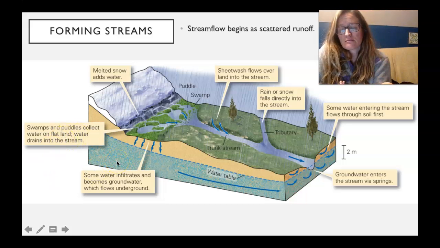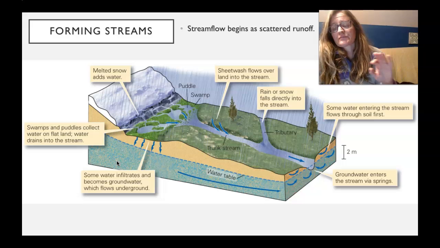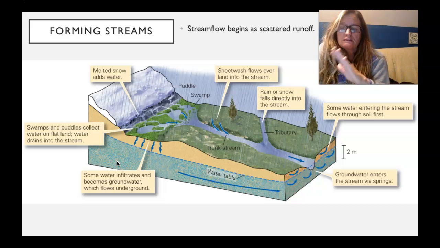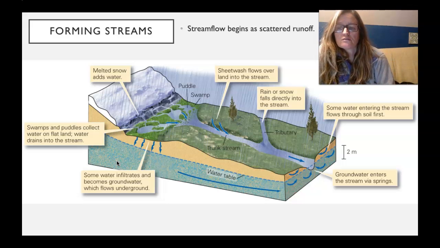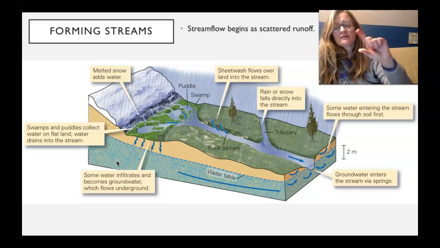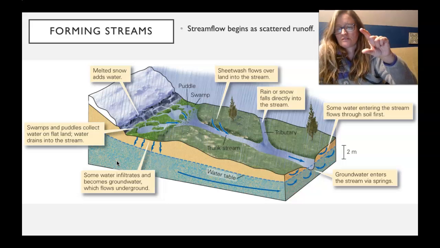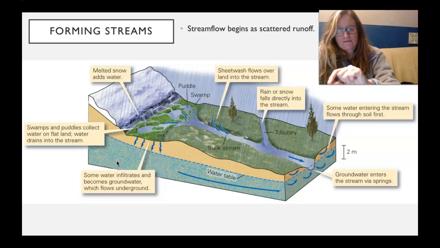Some water is going to infiltrate and become part of the groundwater system. That's going to flow underground and maybe recharge the stream. Water also is going to hit the ground and just run along the ground, and that is sheet wash flow, and that can run over the land and eventually get into the stream. Some rain or snow precipitation is going to fall directly into the stream, and some of the water that enters the stream is going to be in that upper layer, we call it the vadose zone or the unsaturated zone when we're talking about groundwater. And that layer of water can flow towards the stream during a rain event.